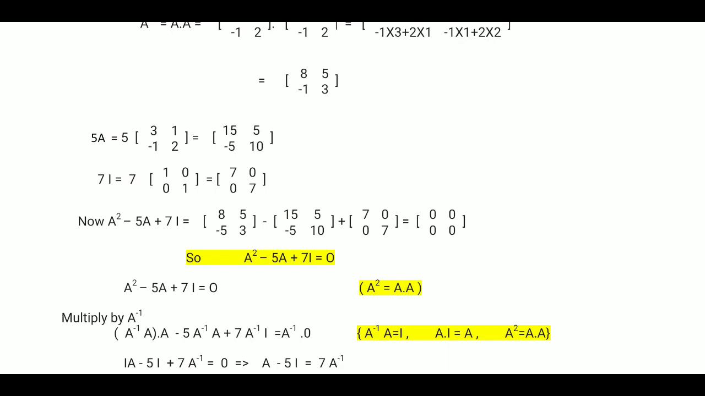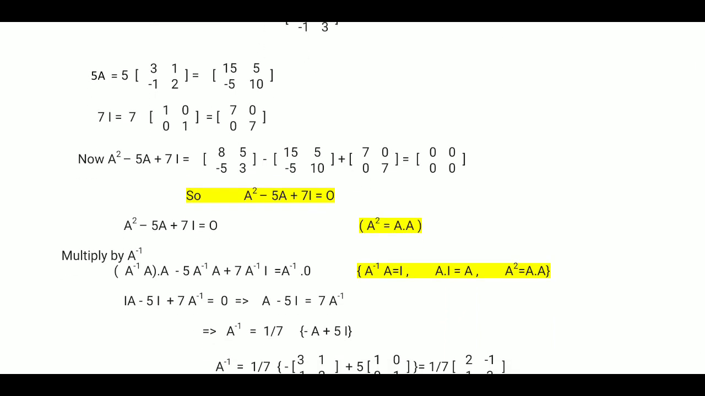Now you have to find A inverse. We have A square minus 5A plus 7I is 0. A square may be written as A into A, and write it as A into A, then multiply by A inverse from the left side. Left A inverse, we take A inverse into A into A minus 5 A inverse into A plus 7 A inverse into I is equal to A inverse into 0 matrix.